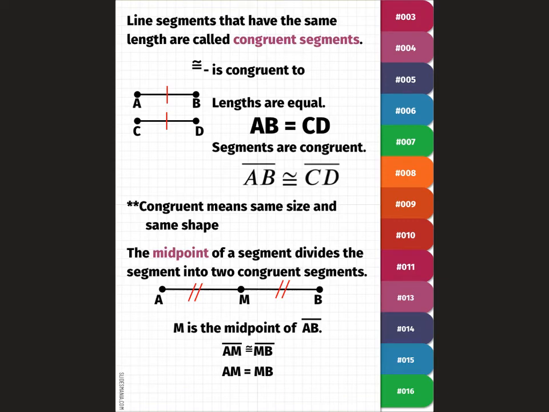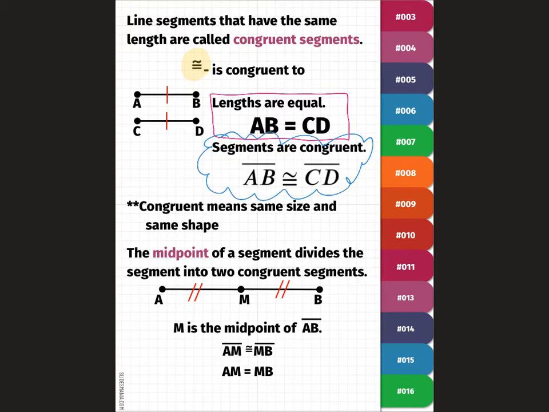Line segments that have the same length are called congruent segments. So this symbol that you see right here is your symbol for congruent. Notice that it's an equal sign with a squiggly on top. That means congruent. So lengths are equal. Segments are congruent.